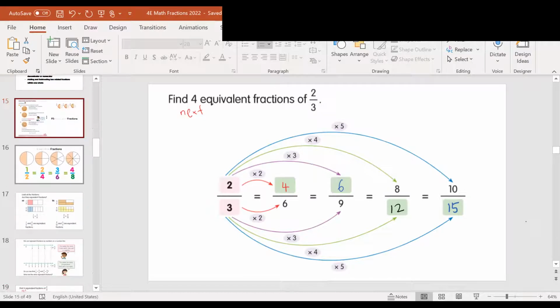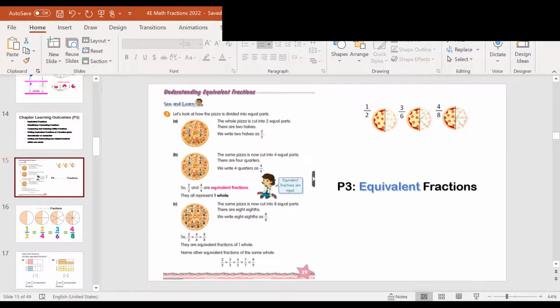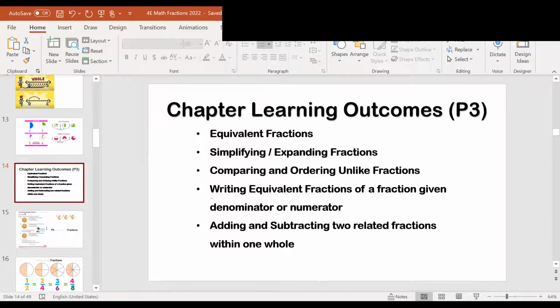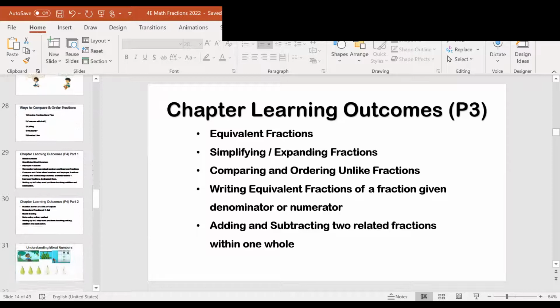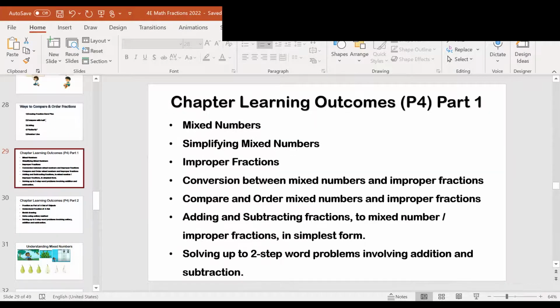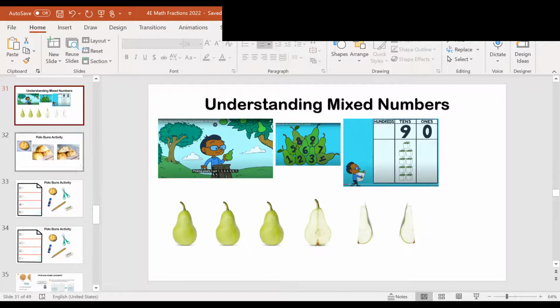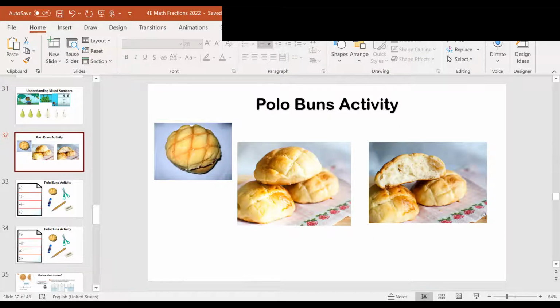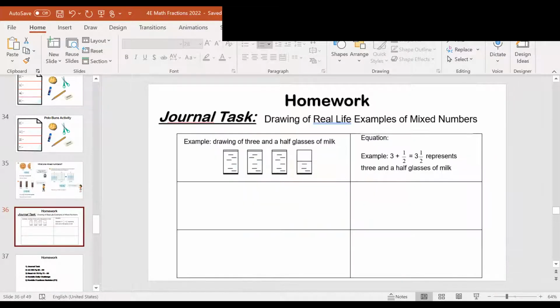On equivalent fractions, we looked at the different levels at primary 2, 3, and 4, and the different learning outcomes. At primary 4, there are new things: a new term called mixed fractions, and another called improper fractions. We need to learn how to convert between the two types of fractions. We started off with the polo bar activity, and then there was a journal task on drawing real life examples of mixed numbers.